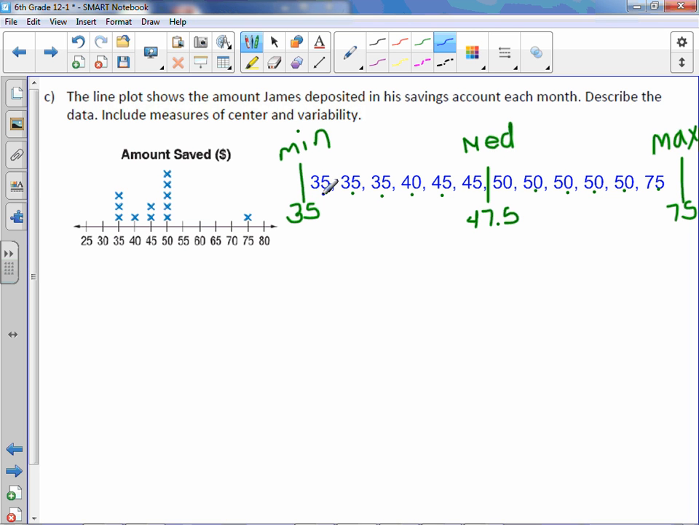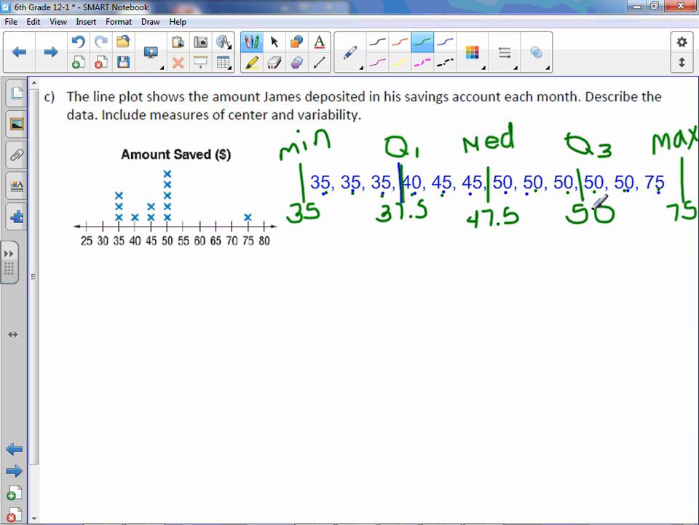Our quartiles, our first quartile is between 35 and 40. Add them up, divide by 2. We get 37.5. Our third quartile is between 50 and 50. Add them up, divide by 2, and we get 50.